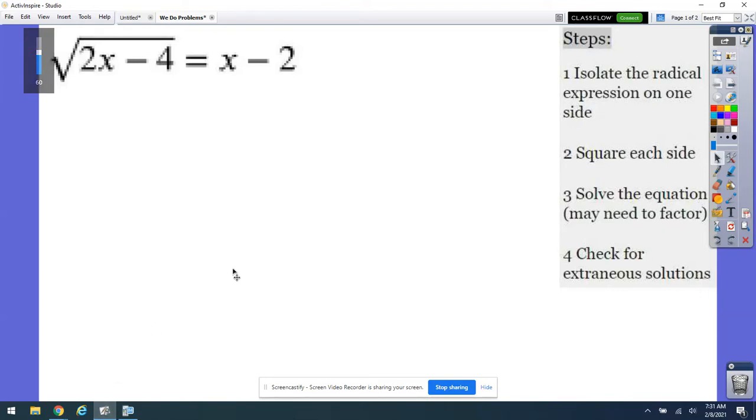All right. So we are solving square root functions or square root equations. And so the one I have here is the one we do for our assignment today. So let's go ahead and take a look at what we got.